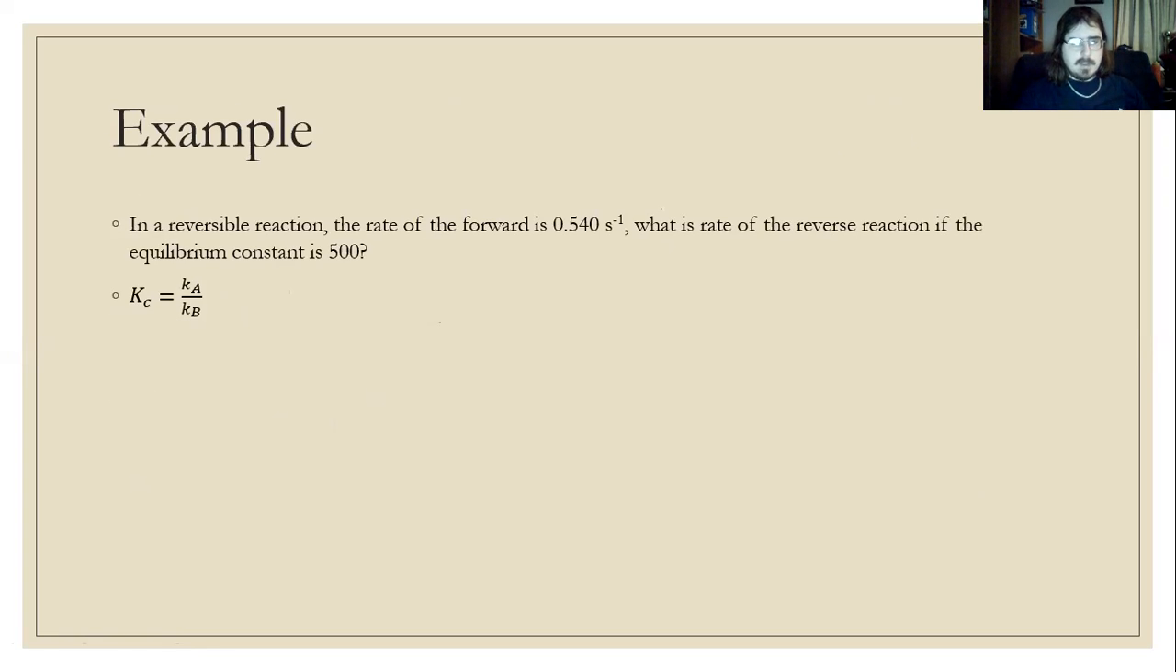The last thing I'll leave you with is, what is our equilibrium constant given the rate of the forward reaction and the rate of the reverse? Well, actually, what is the rate of the reverse if our equilibrium constant is 500? So if our forward reaction is 0.54, and we want to know what is Kb. So I'm going to just say 0.54 divided by 500 is equal to Kb, which is 0.00108. So I'm just solving for that. So Kb is significantly slower than Ka.